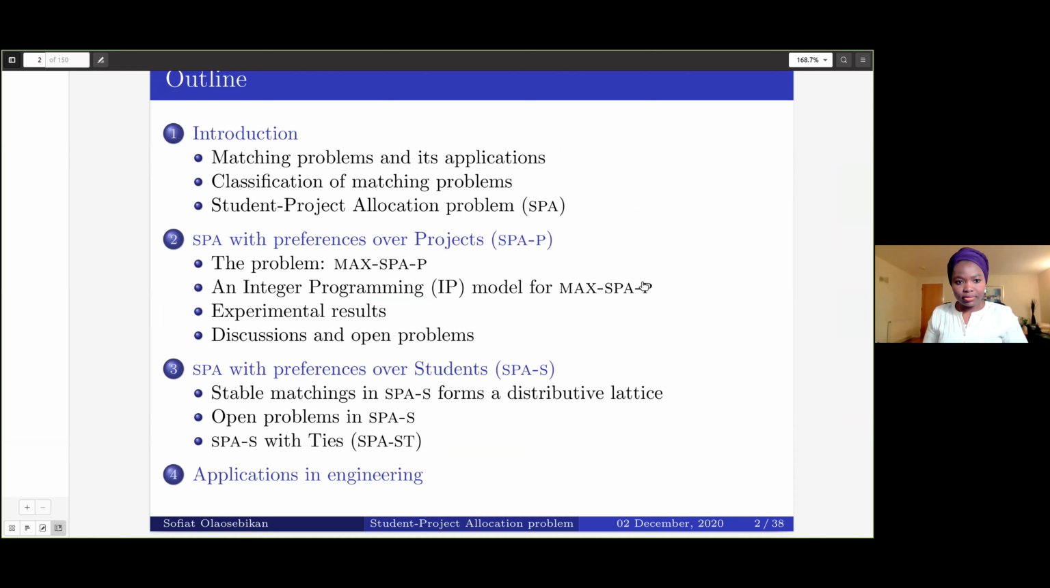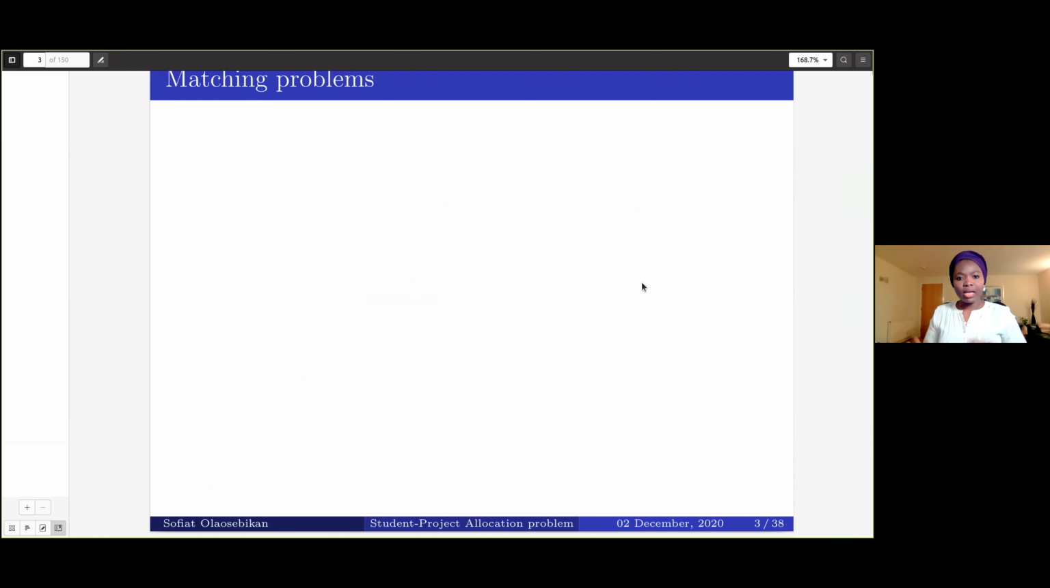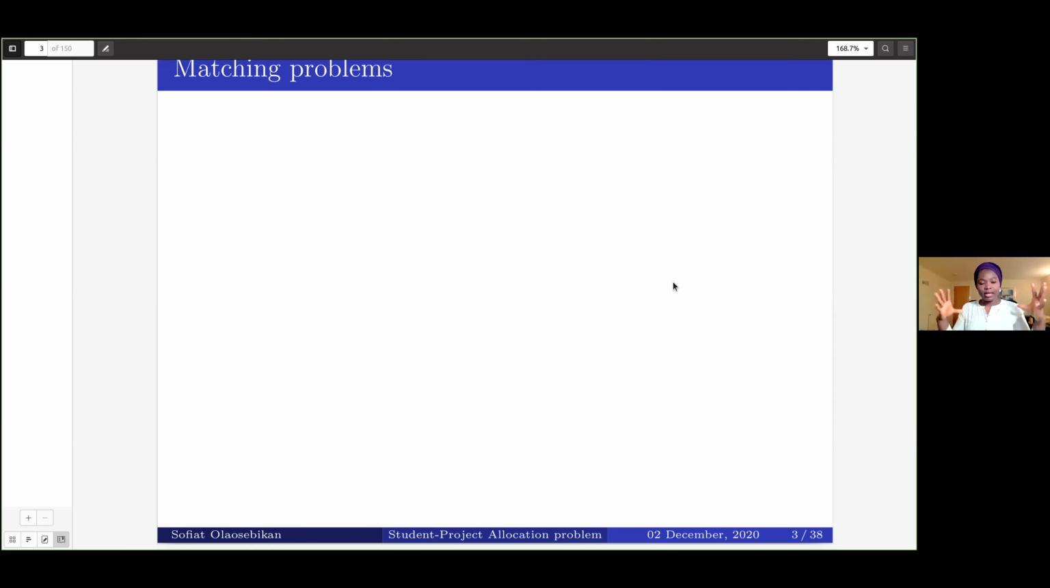So without wasting much time, matching problems, that's the body of the whole research I worked on during my PhD. And it arises when we seek to assign a set of entities to another set of entities. So when you have a problem where people have preferences over one another, and there is some form of capacity constraint involved, then matching problems naturally arise.